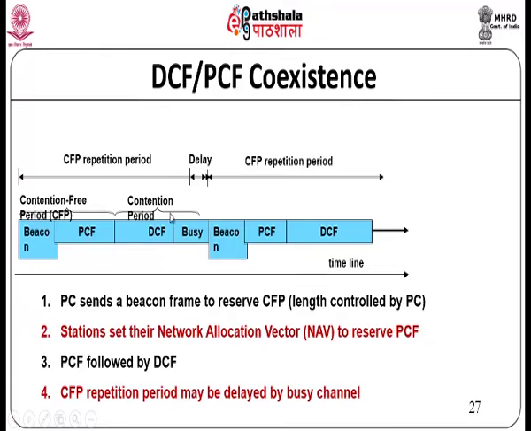After that, the PCF will be followed by a DCF period, which is a contention based period. So anybody who wants to transmit will first go through the CSMA CA mechanism, and they will try to transmit the data. Okay. So CFP repetition period. Now while the DCF transmission is going on, if the CFP repetition period ends, you cannot immediately start because something is happening, right. So if it is busy, you will delay this period for a while, and then once the transmission is over, the next CFP repetition period will start. Okay, that is basically how the DCF and PCF are used together.